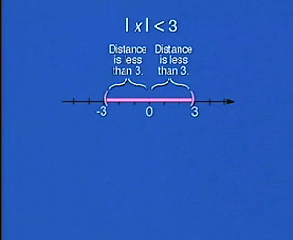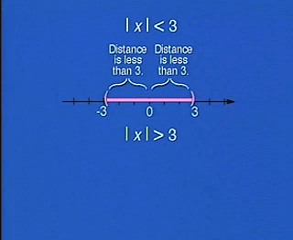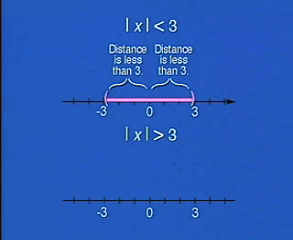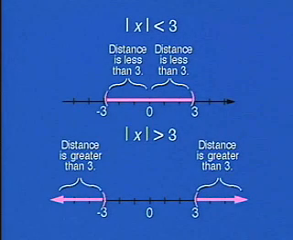Now we could also have an absolute value inequality with a greater than sign. Here we have the absolute value of x is greater than 3. Now we're looking for all those values of x which are more than 3 units from 0. Looking at our number line, these would be all the numbers to the left of negative 3 and all the numbers to the right of 3.